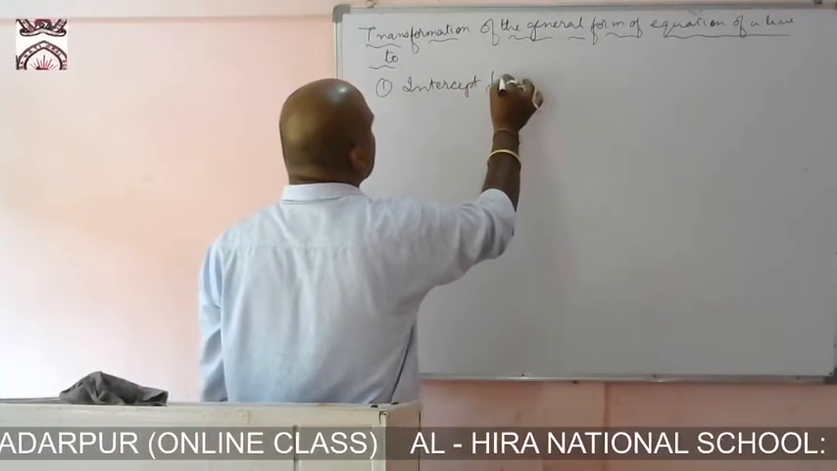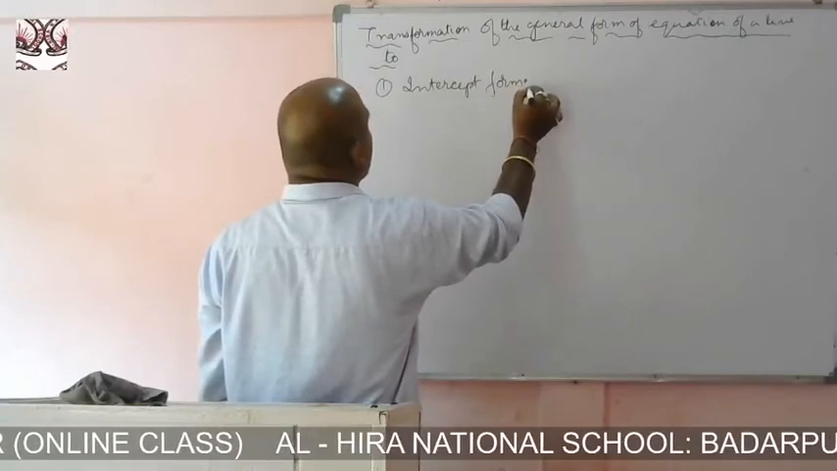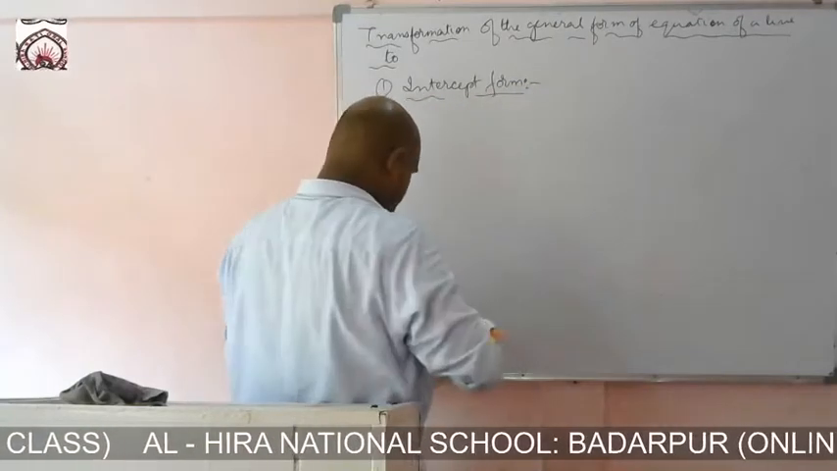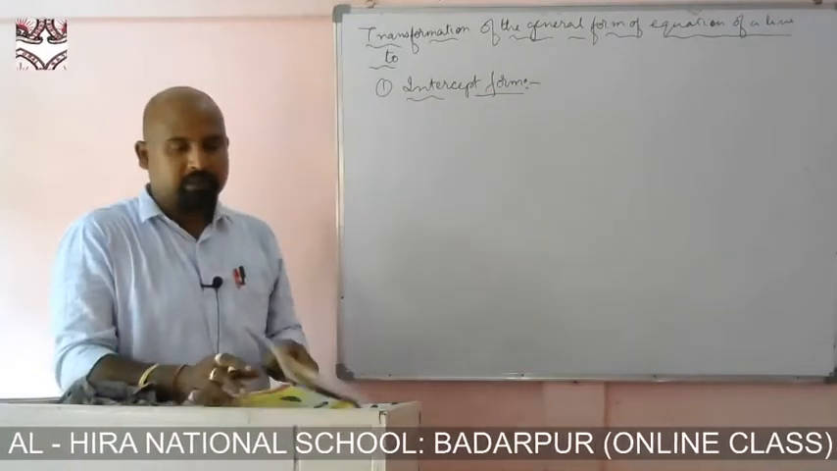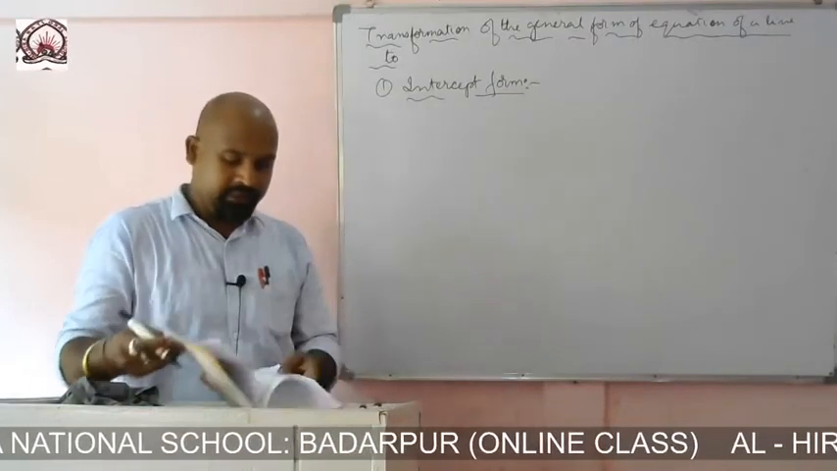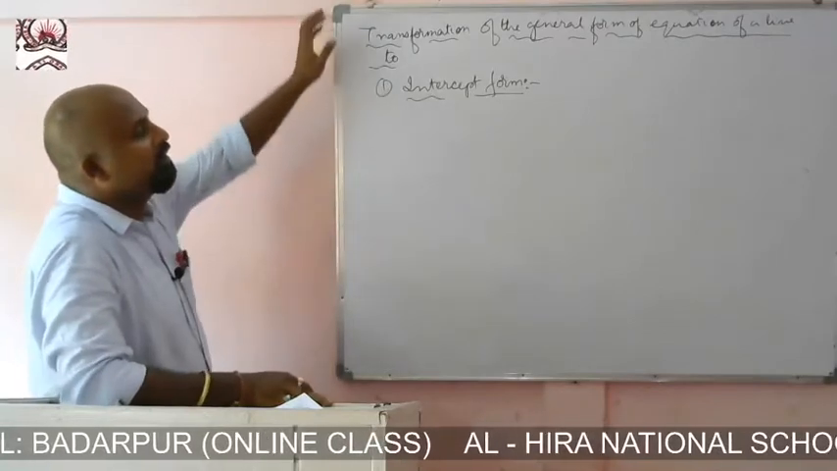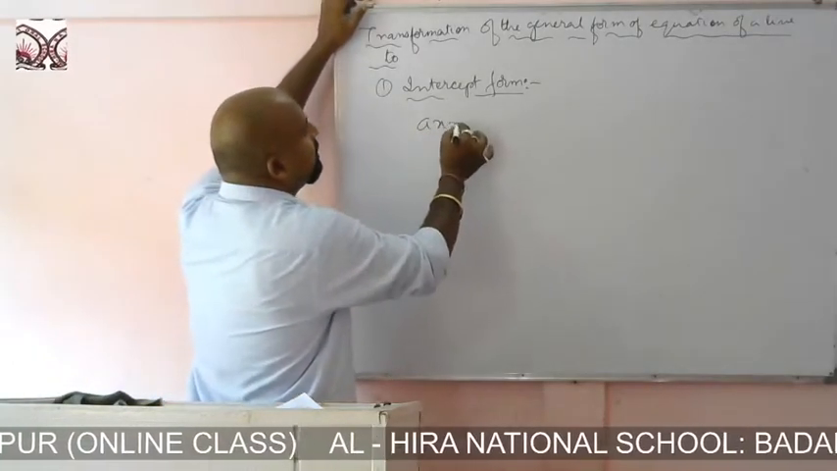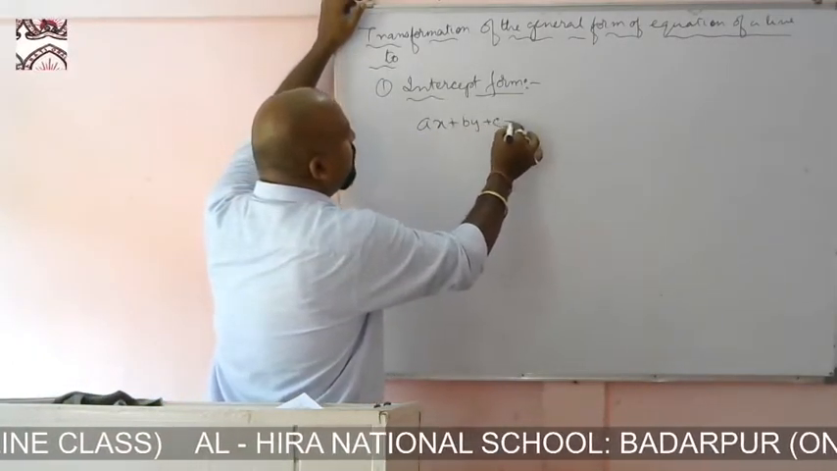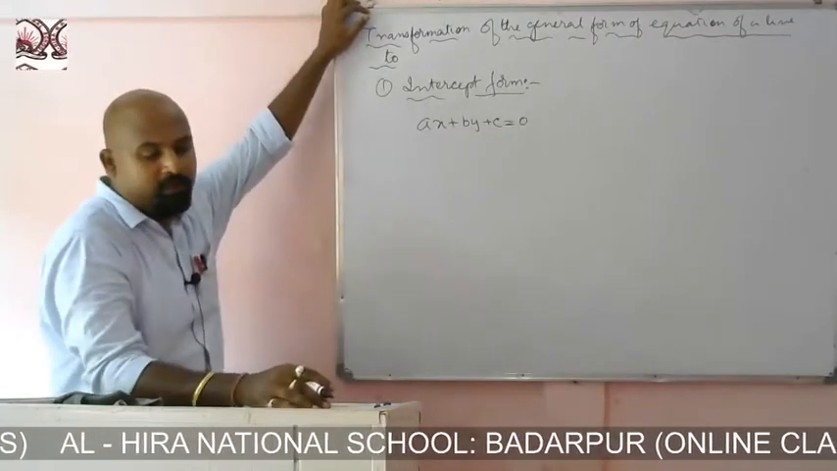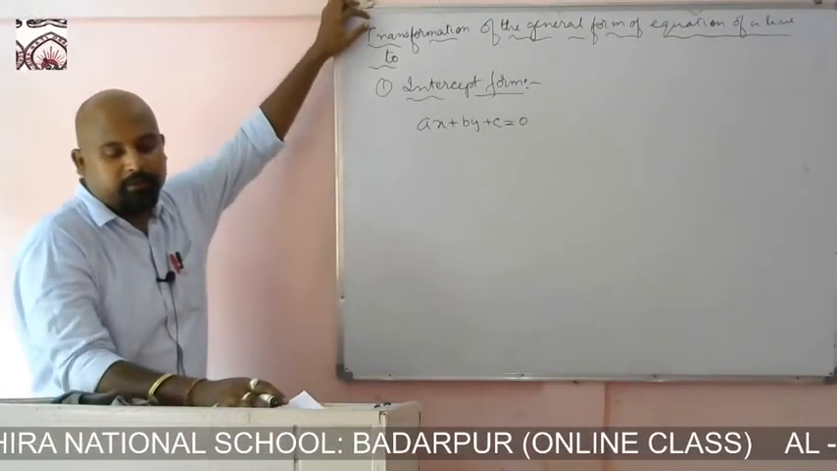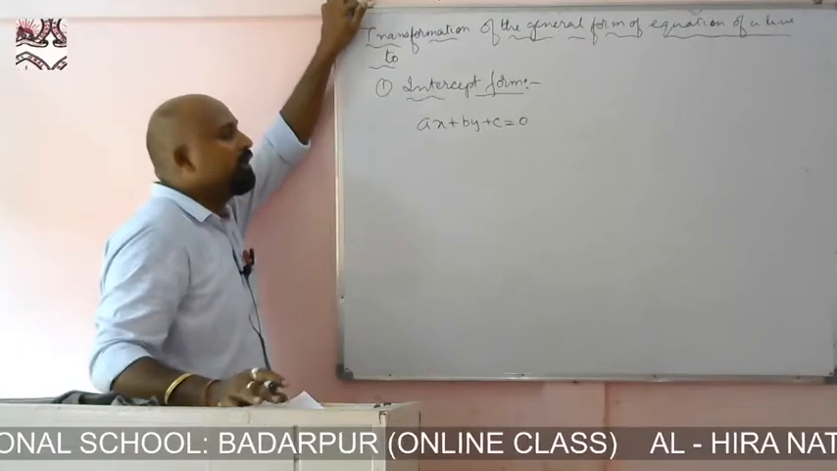Intercept what form? You have to transform it into intercept form. Now we know the general equation of a straight line is given by ax plus by plus c equal to 0. Yes or no? ax plus by plus c equal to 0 is the general form.